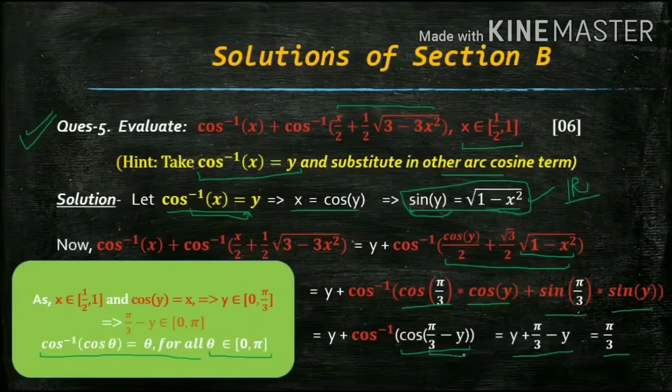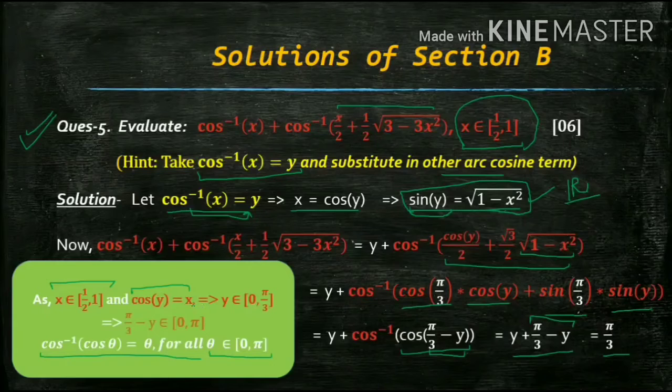Now this pi by 3 minus y may belong to the first, and this may also belong to the fourth quadrant if y is greater than pi by 3, because then it would become negative, right? This term, this theta. Now here comes the role of this x. So it was given to you that x belongs to the closed interval 1 half comma 1, and also you let that cos of y is x. So that means what?